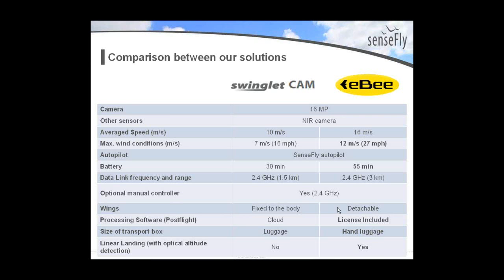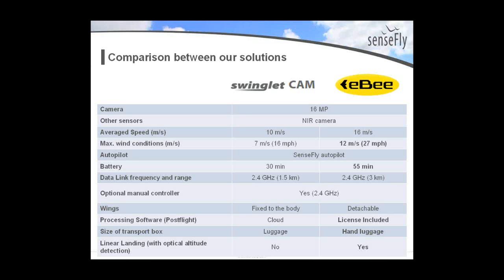Another difference between the swinglet and the eBee is the swinglet wings are fixed to the body, and the eBee wings are detachable. And if you break a wing on the swinglet, it breaks off, you've got to replace the whole body, and it's going to be a lot more expensive. With the eBee, you have the detachable wings, and a pair of wings costs about $380. So it's pretty inexpensive if you have a problem to replace those wings with the eBee, rather than have to buy a whole new body.